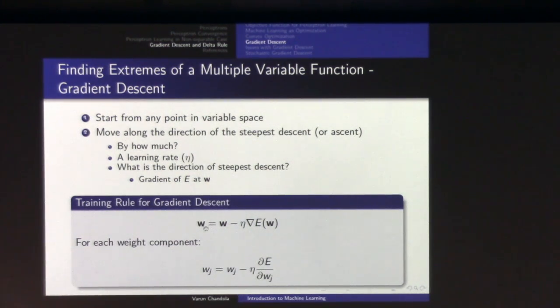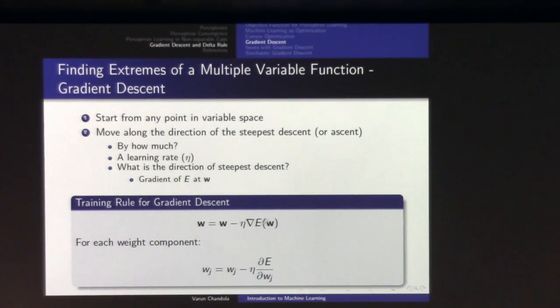At every step, you compute the gradient and then you move in the opposite direction. That's why there's a minus here. And by how much? By some quantity here, eta. We set eta to something, and it basically tells you how much you want to move by.